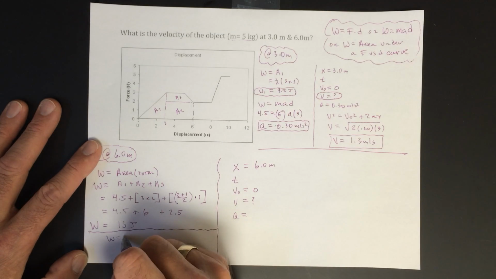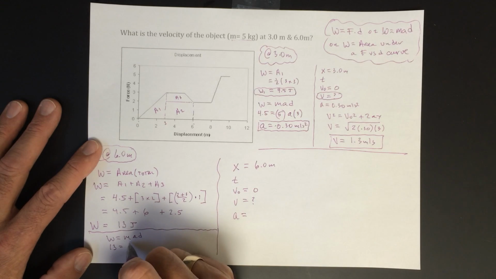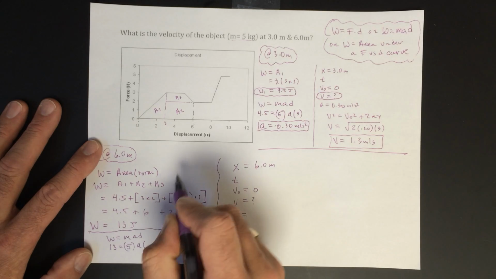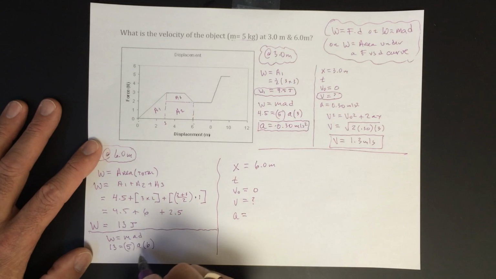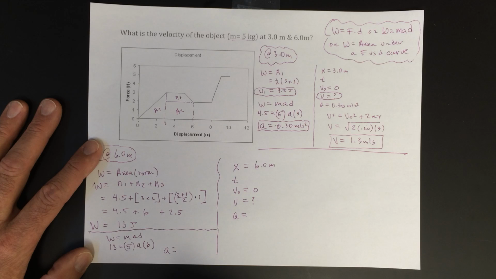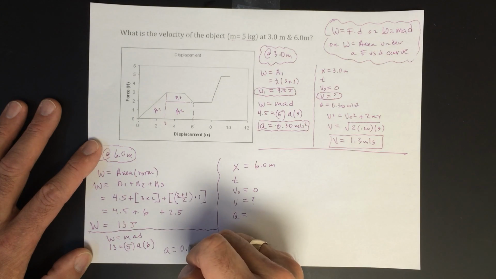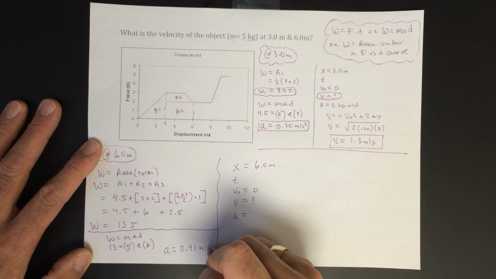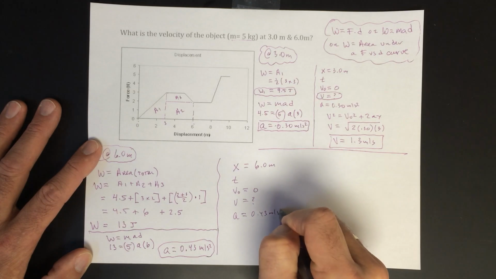So W is equal to MAD. This is 13. Mass is still 5. A, and now the distance or displacement is 6. So it'd be 13 divided by 30. So A, this time it works out to 0.43 meters per second squared. Good. Saved myself.